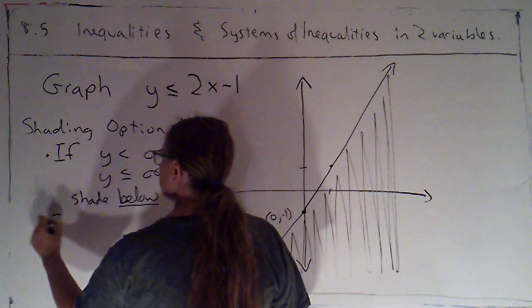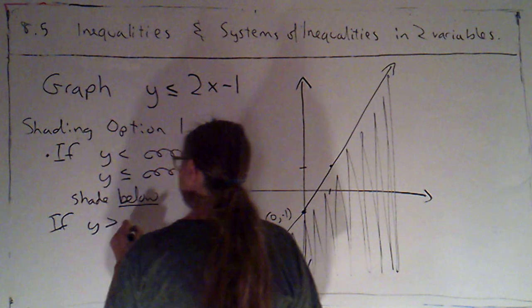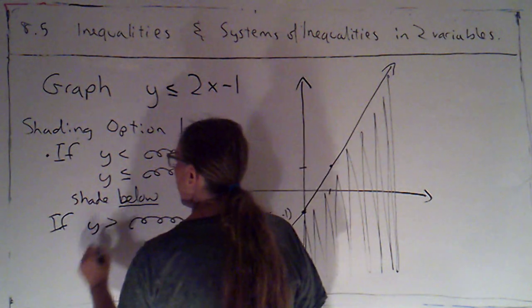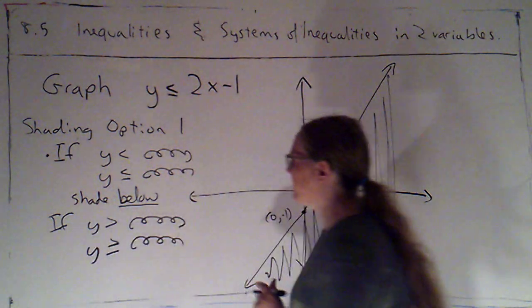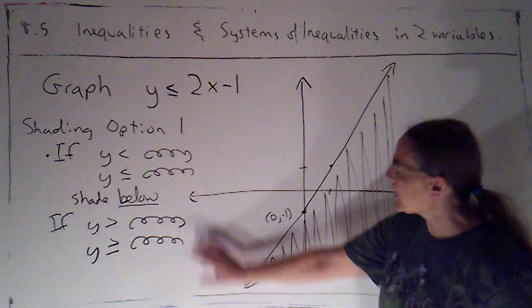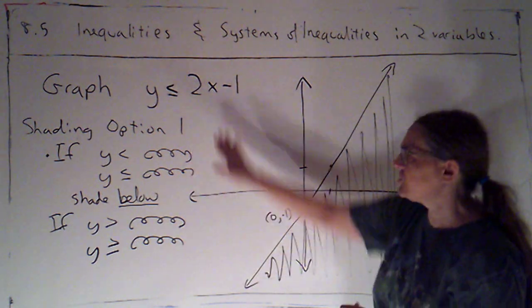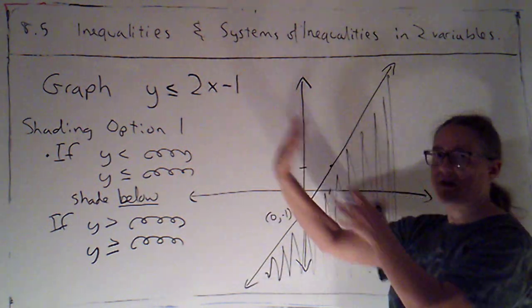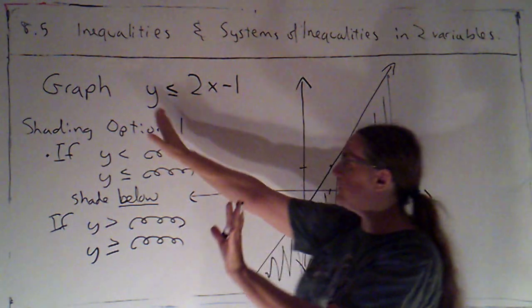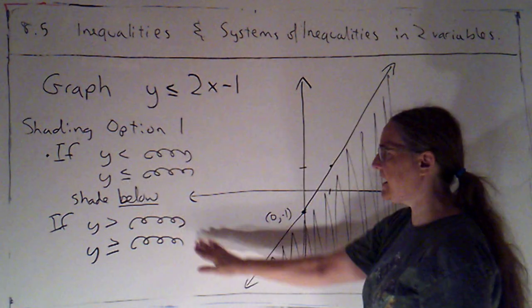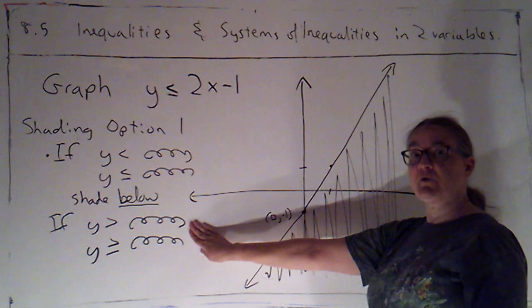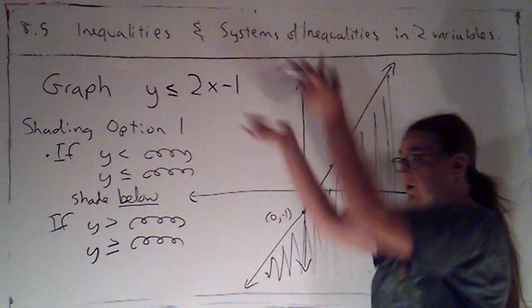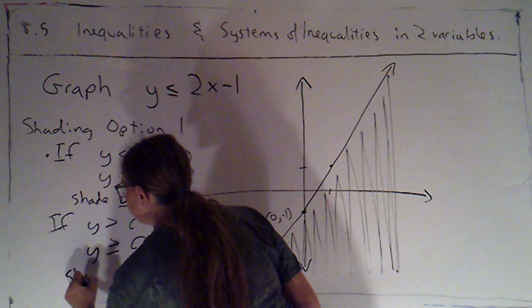If I have y is bigger than something, or y is bigger than or equal to something, where this something here should just involve x's and numbers. It shouldn't have any y's in it. So I have y by itself, and the only y is by itself on the left. Here we're saying, where are my y values bigger? Y values are bigger higher up, so I would shade above.